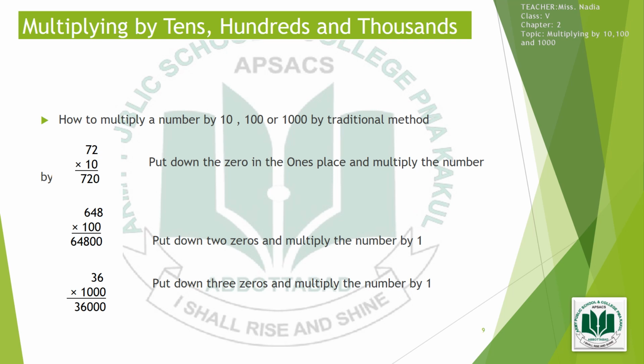Similarly, in example 2, 648 multiplied by 100, put down 2 zeros and multiply the number by 1. So the answer is 64,800. And when it is multiplied by 1000, put down 3 zeros and multiply the number by 1. 1 multiplied by 6, 1 multiplied by 3. Now the answer is 36,000.